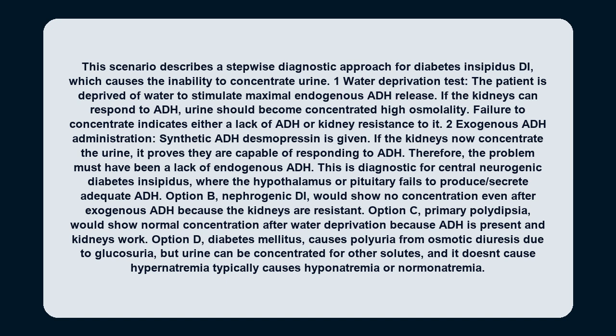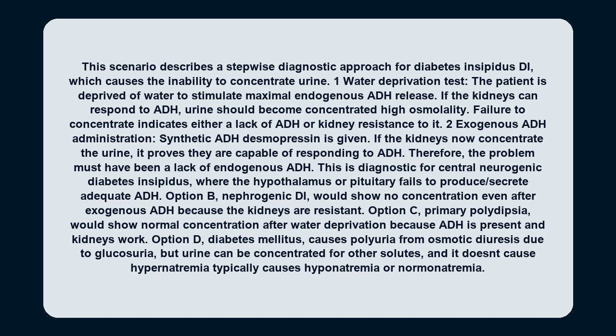This scenario describes a stepwise diagnostic approach for diabetes insipidus, DI, which causes the inability to concentrate urine. 1. Water deprivation test. The patient is deprived of water to stimulate maximal endogenous ADH release. If the kidneys can respond to ADH, urine should become concentrated, high osmolality. Failure to concentrate indicates either a lack of ADH or kidney resistance to it.